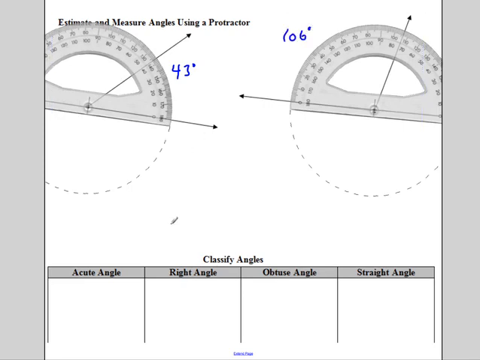Excellent. And then you may remember these. How do we classify these angles? Well, what's an acute angle? Angles that are just adorable, they're cute. They are less than 90. Anything less than 90, technically 0 to 90 degrees, is acute. So it looks like this. It's kind of a smaller angle.